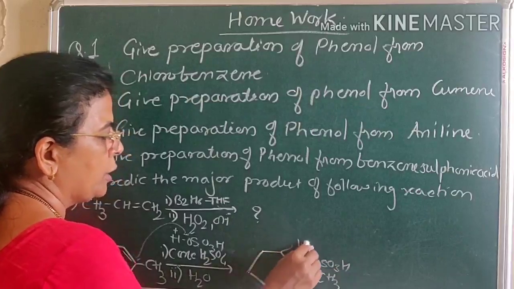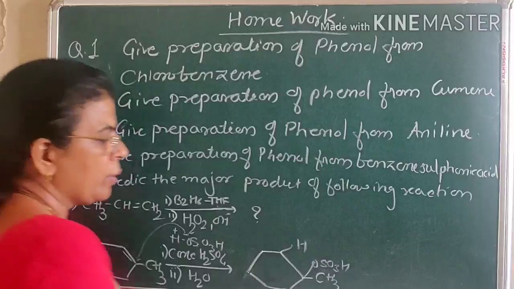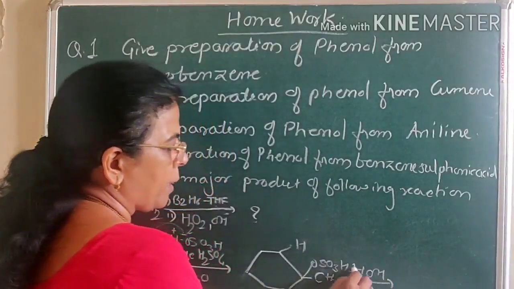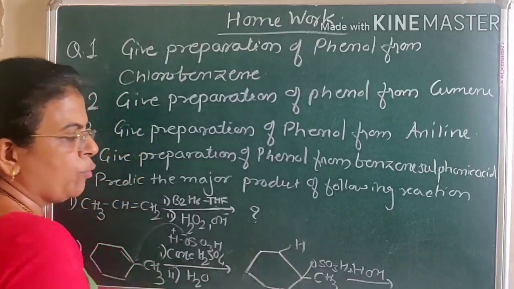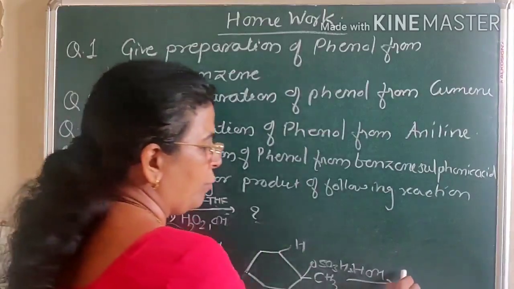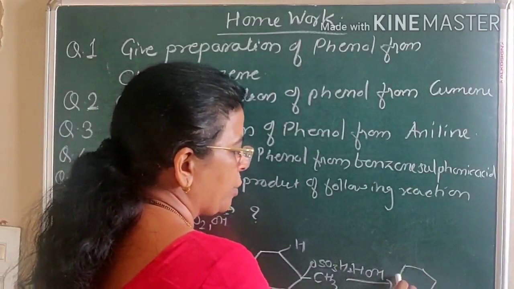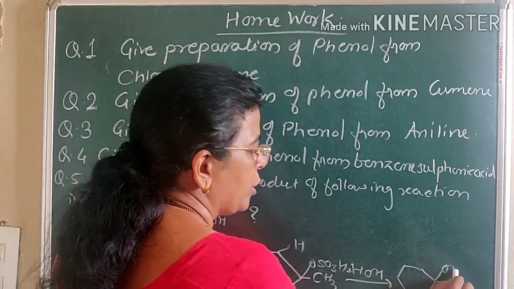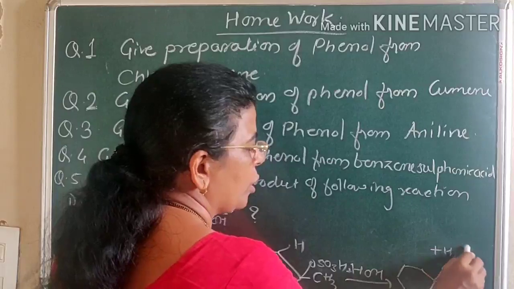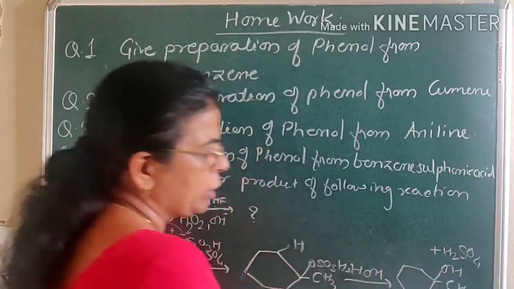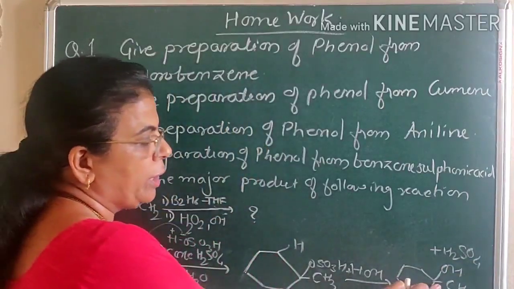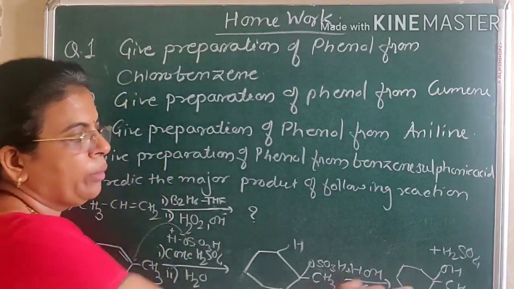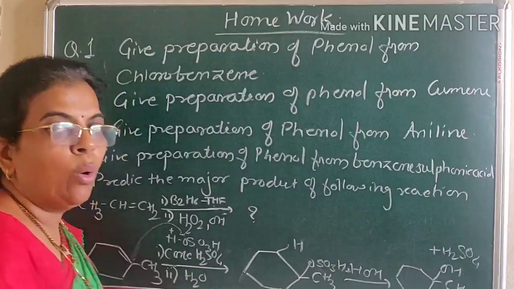And here hydrogen is added. Now when this compound undergoes hydrolysis, that is, addition of water is carried out, then H2SO4 is removed and formation of this compound, an alcohol, takes place: OH plus H2SO4. Now the name of this compound is 1-methylcyclohexan-1-ol.